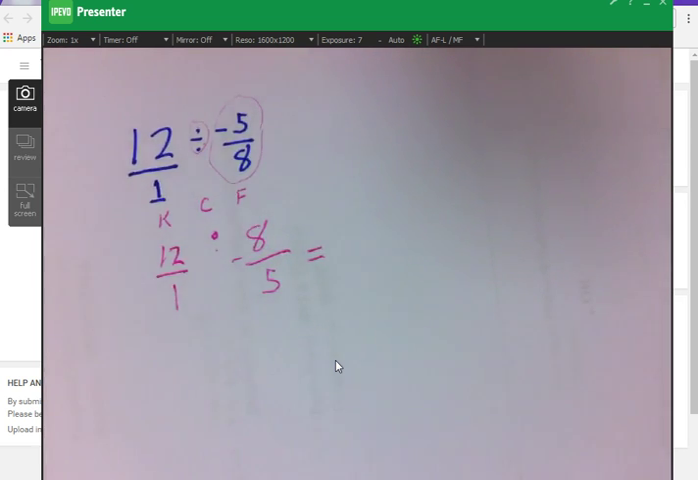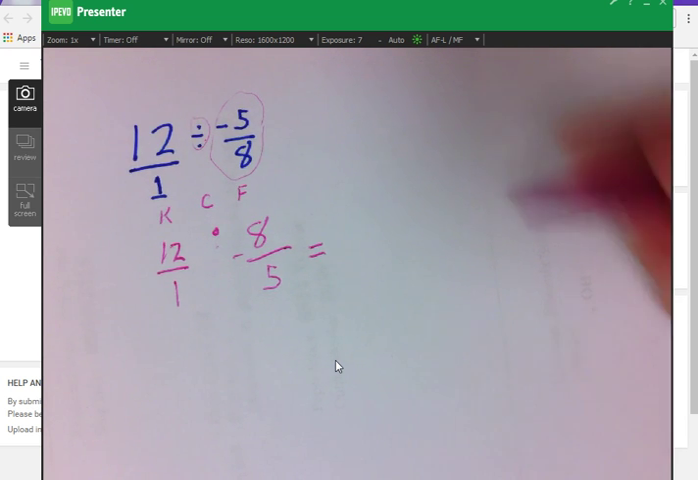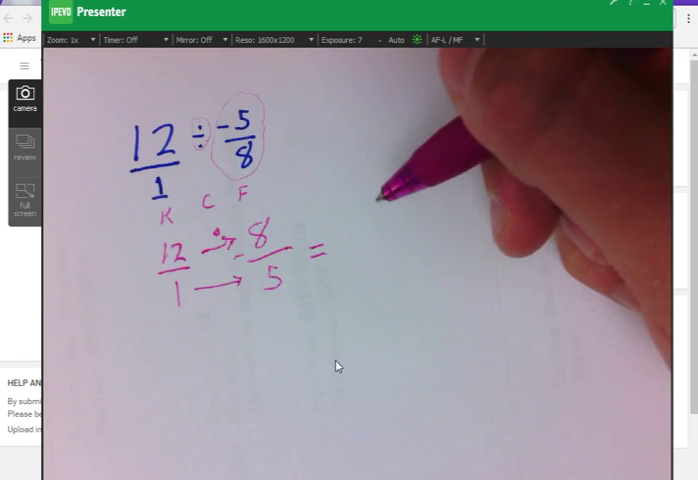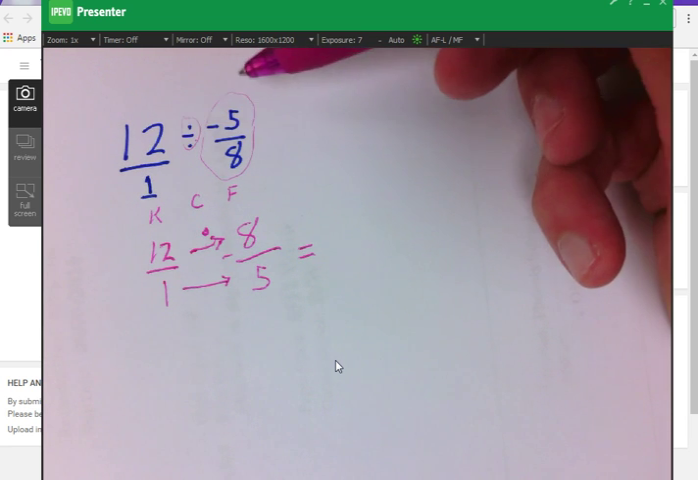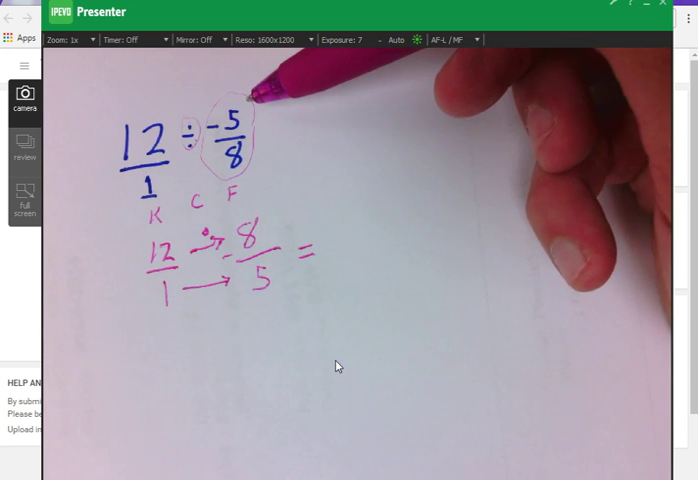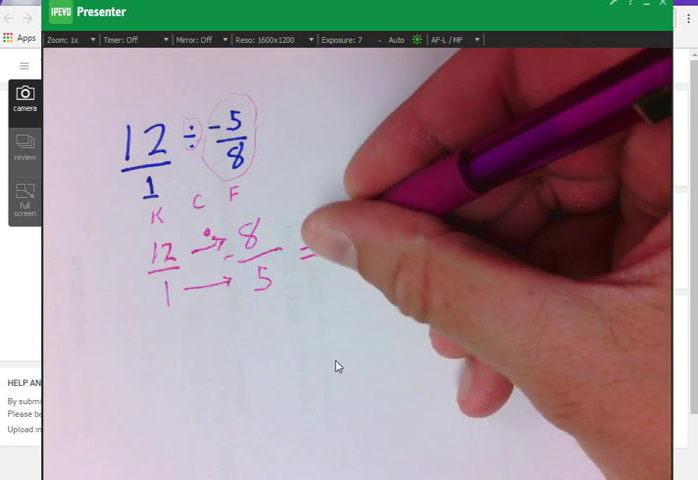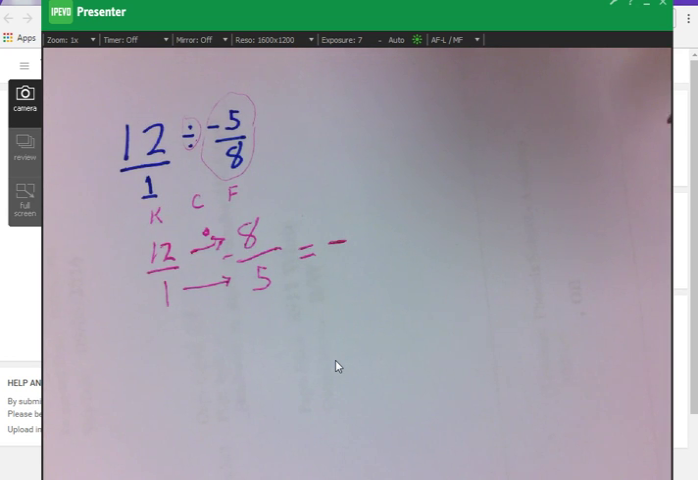Yeah, you're good. So now that I've done my keep, change, flip, I can multiply straight across the top, straight across the bottom, but always think about the sign of your answer. Since I start with one positive and one negative, there's no pairs of negatives to cancel out. So I know that my answer will stay negative because that negative has nothing to pair up with to cancel.